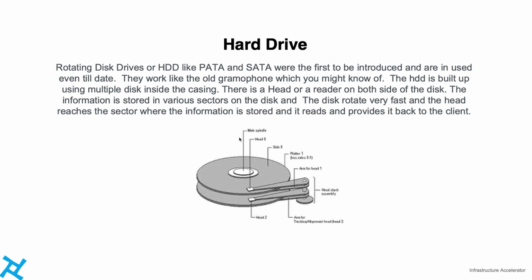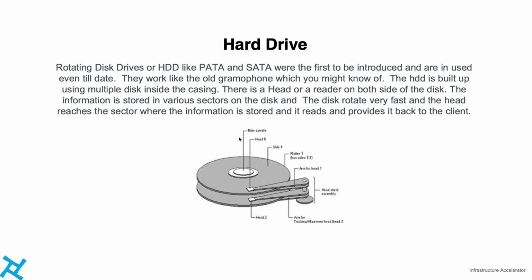The information is stored in various sectors on the disk, and the disk rotates very fast, and the head reaches the sector where the information is stored, and it reads and provides it back to the client. Just imagine the work which I am talking about. These disks move on the spindle, the central axis, and there are multiple disks depending on the capacity of your hard drive. Then you have the heads, and these arms on both sides of the disk, and the data is divided into sectors. We are going to read about that in the next section.